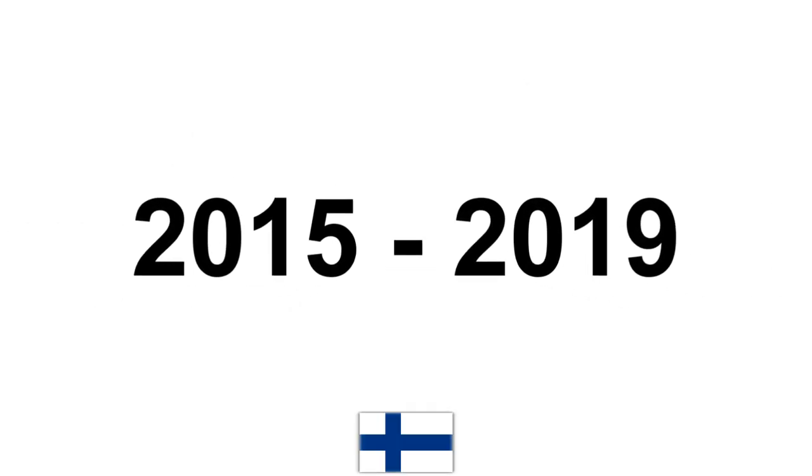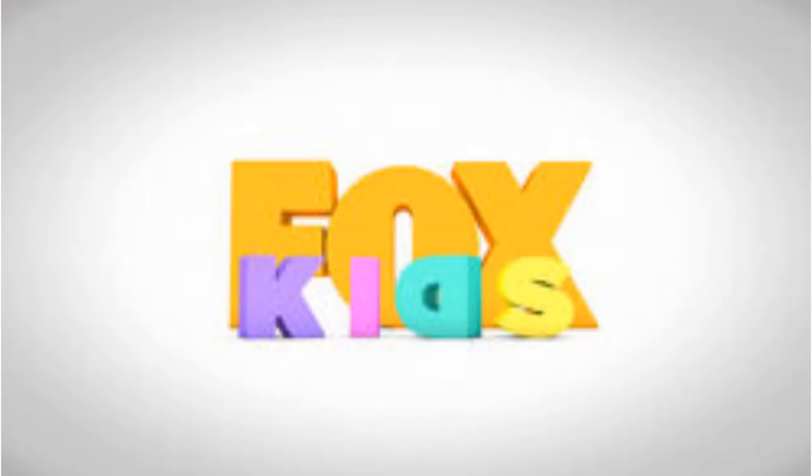2015 to 2019 only in Finland, there is the word fox in orange text, and in front of it, there is the word kids in purple, pink, green and yellow text. Here is a bumper.